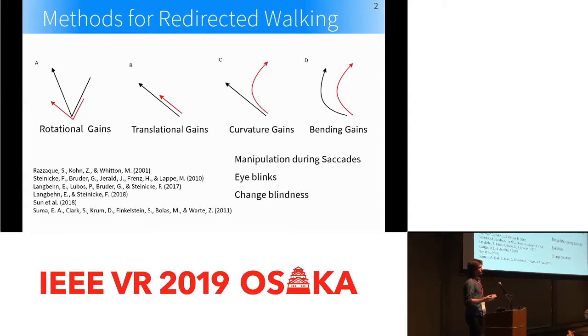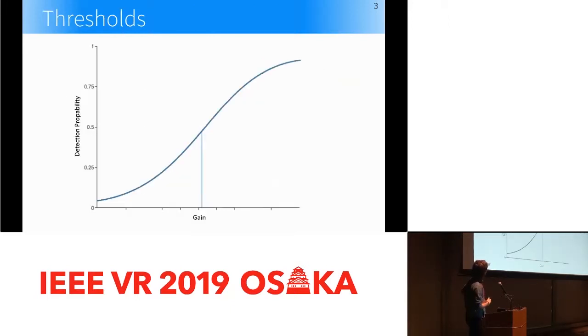During the last, I think, 20 years, a lot of methods for redirected walking were developed, and we can see a lot of them here. All of these methods have one thing in common. We were always interested in the limits of the different techniques. We wanted to know what the threshold is and how far we can redirect a user with a specific technique. And we measure these thresholds with psychometric curves.